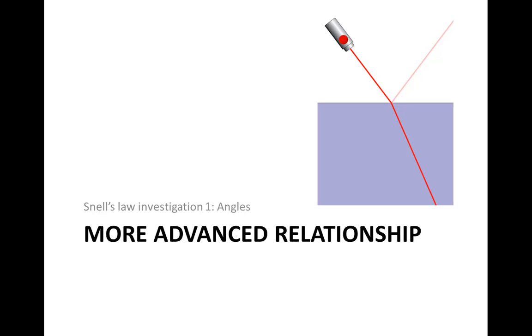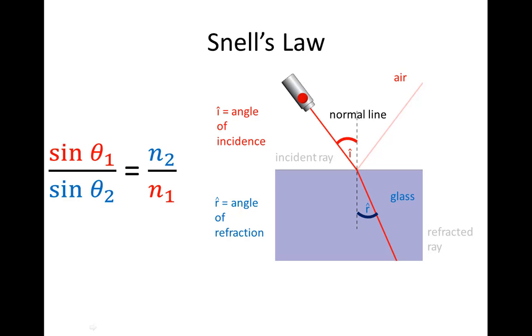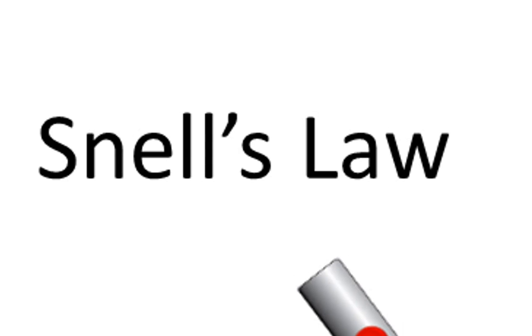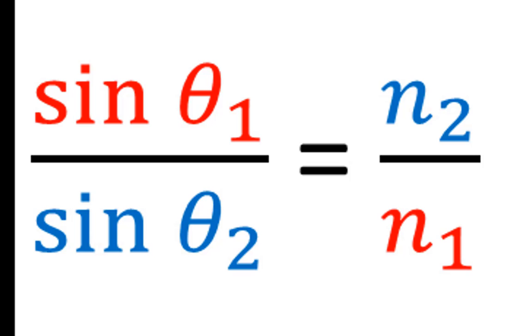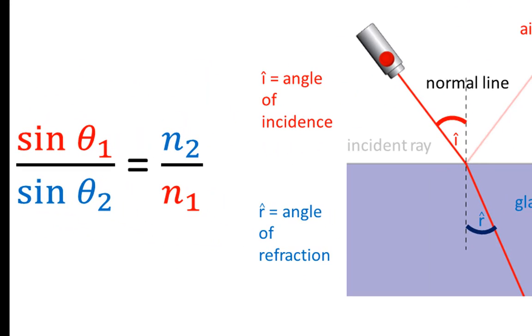Now let's investigate a more advanced way of looking at the relationship between angle of incidence and angle of refraction. This more advanced way was described by a man called Snell in a law which has become called Snell's law. Snell's law states that sine of theta 1, in other words, sine of the angle of incidence, divided by sine of theta 2, in other words, sine of the angle of refraction, is equal to n2 over n1.